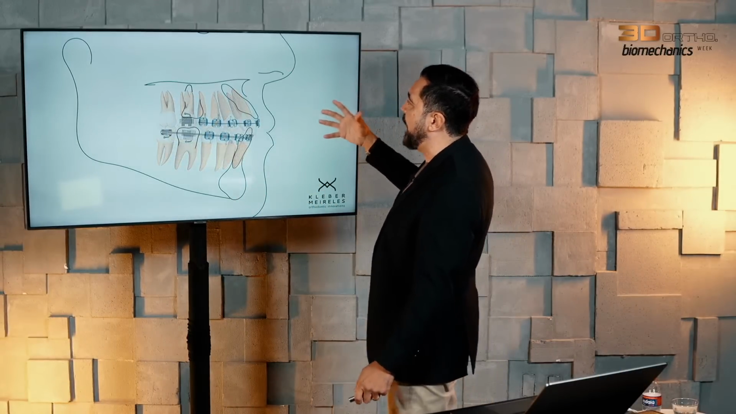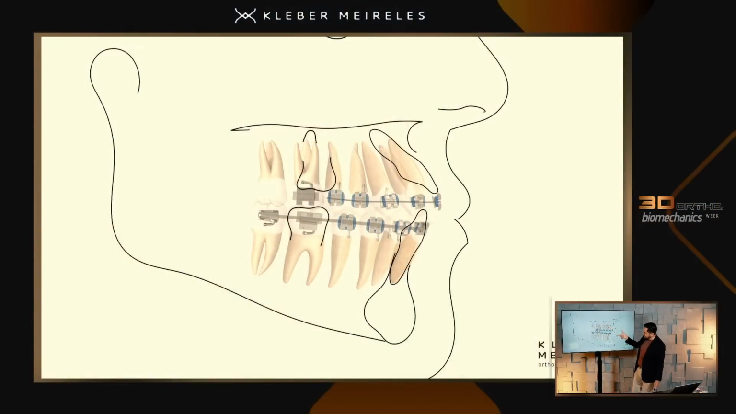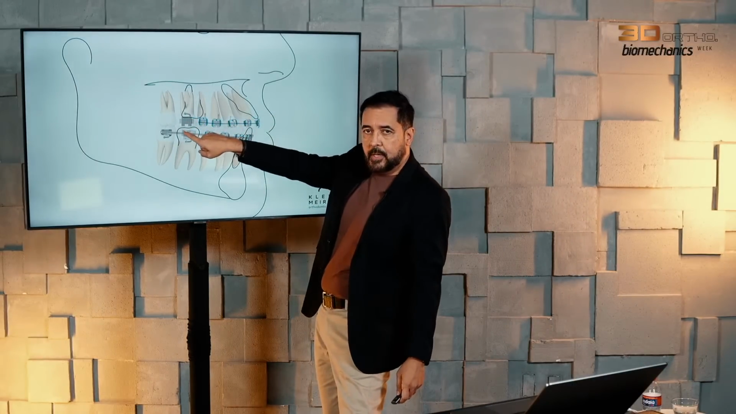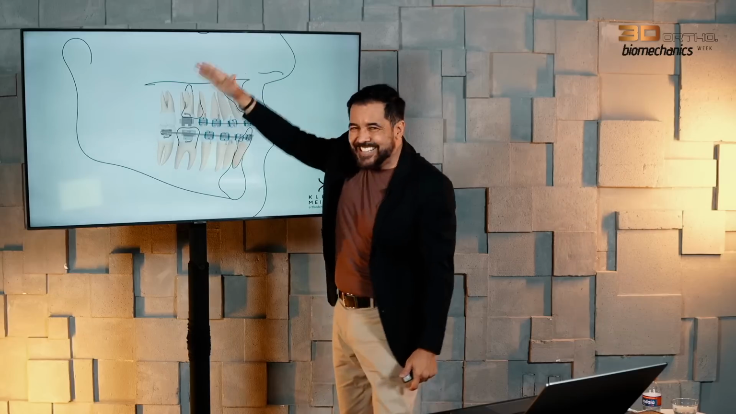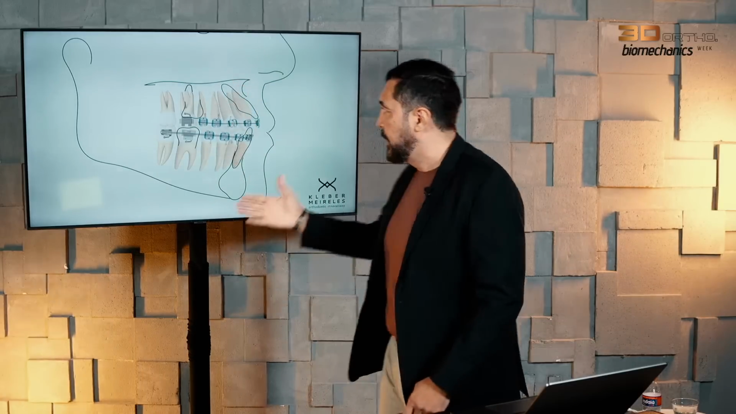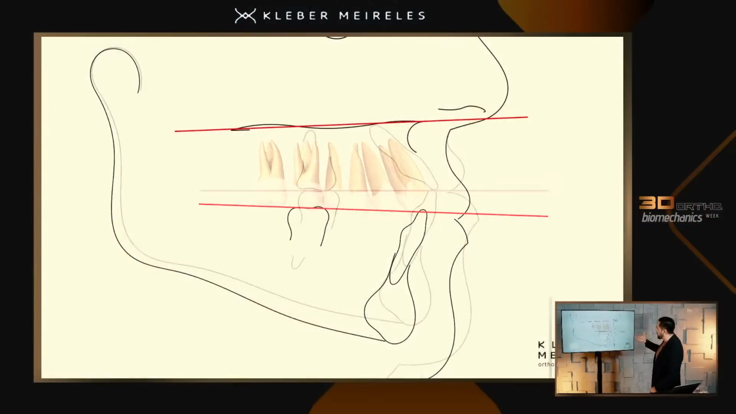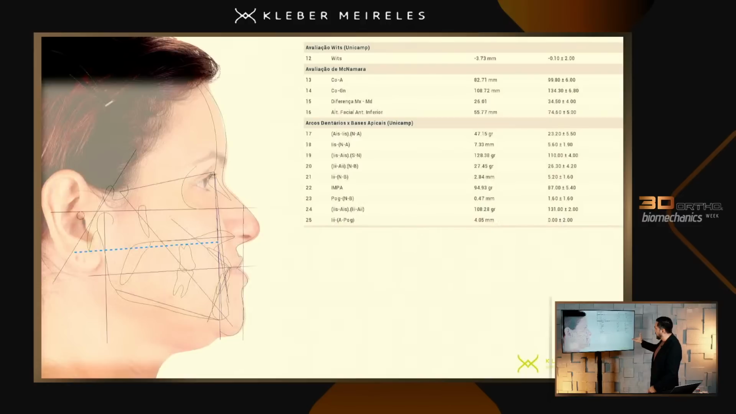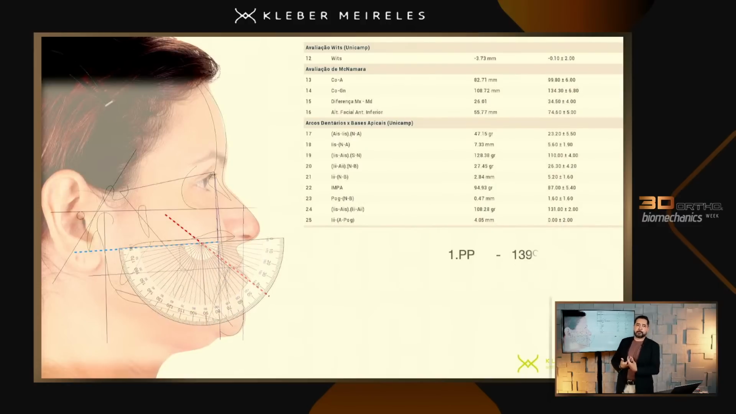What do you expect to have here? I expect to rotate the mandible down and backwards, completely the opposite of the previous way to treat. Agreed? I will do that, and then I will extrude the upper teeth, the entire upper dentition. And this is what I want. I want to increase, not decrease, the occlusal plane angulation. And this is what we did in this patient.